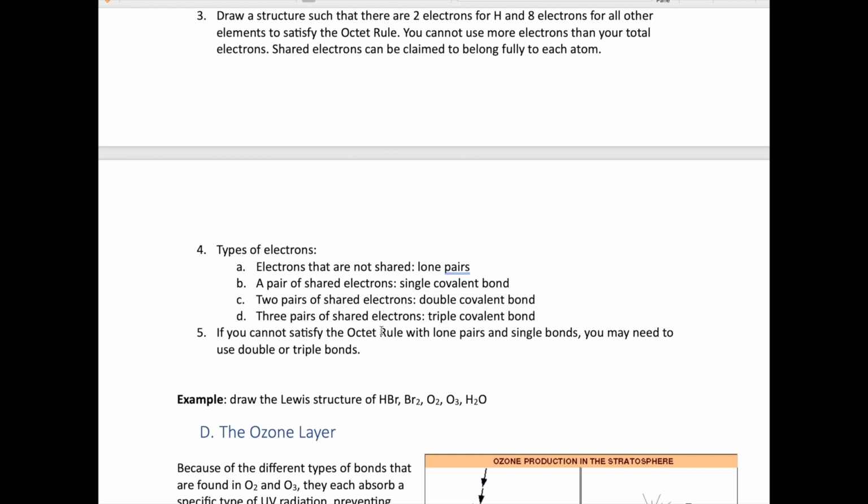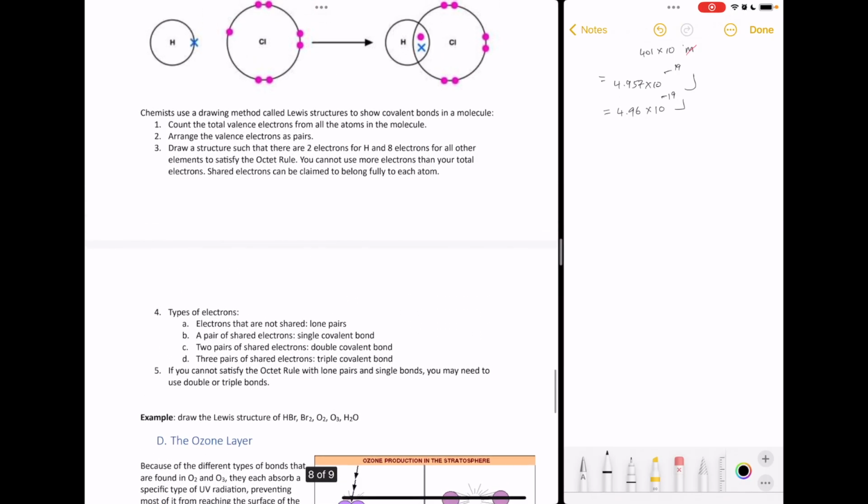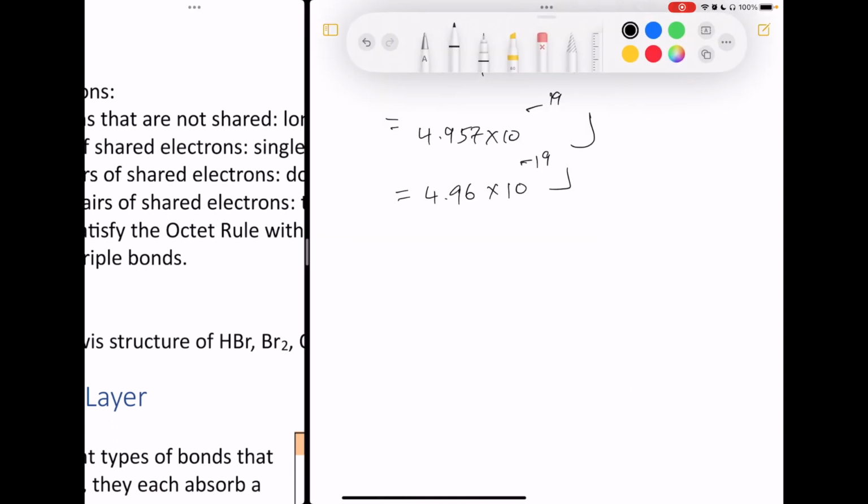If you, for some reason, can't satisfy the octet rule with the lone pairs and single bonds, you're going to have to start making double and triple bonds to help you satisfy the octet rule. Okay, so we're going to do a few examples of drawing Lewis structures, and the steps that you want to follow are shown on the left screen there. I'm going to do a few of these examples that are given here. So let's start with HBr.